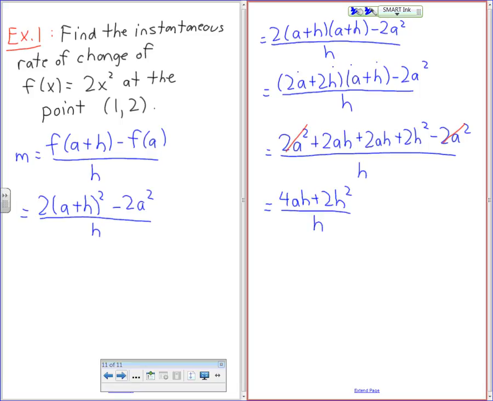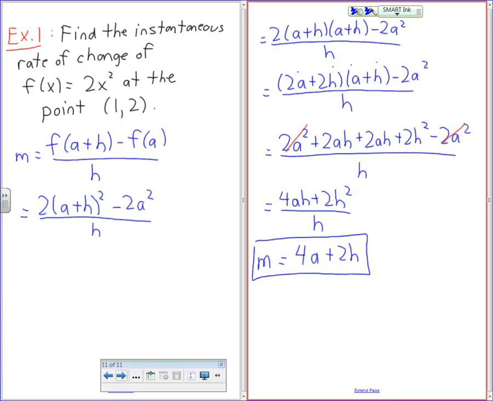Great. Wonderful. Awesome. Why am I happy? I'm always happy. Why am I happy today? If you take a look, I can divide everything by h here. So I'm left with, my equation for slope is 4a plus 2h. That's my equation for slope.